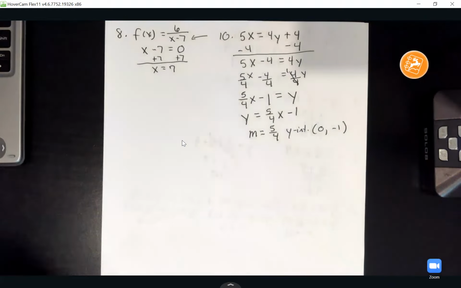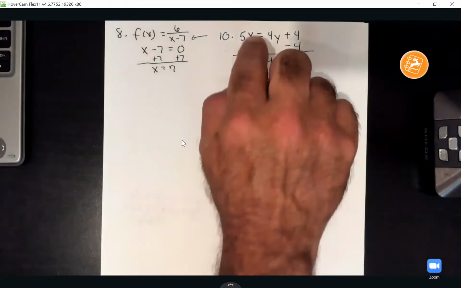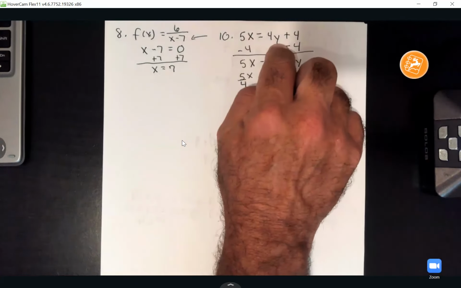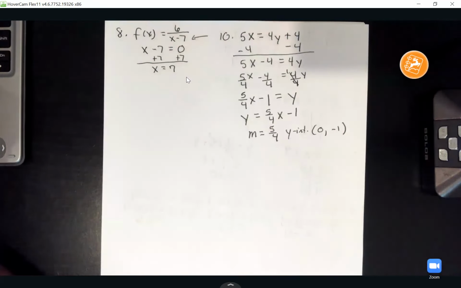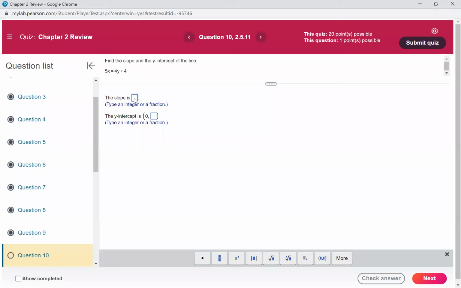So y'all just be careful. That number 9 I did, it was already worked out. Number 10, you have to solve it for the y, okay? All righty, let me put that in. So my slope was 5/4, so that'll be 5 divided by 4. My y-intercept I came up with was a 0, -1. So y'all, you're going to put that in and hit next.